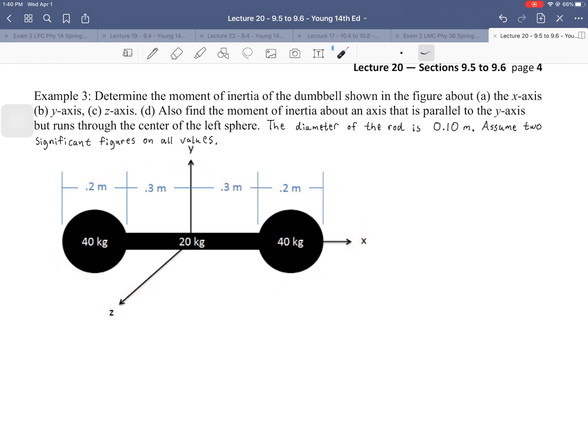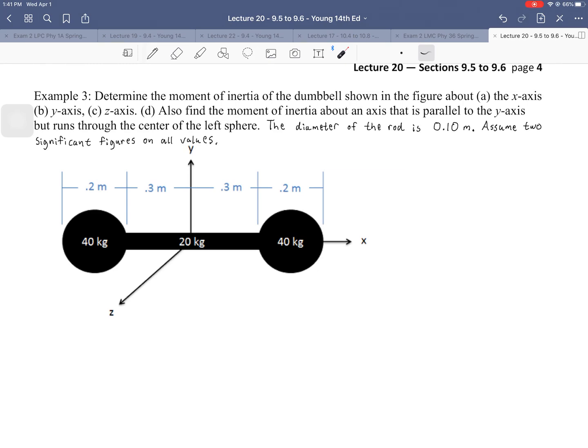Well, what are the values? Well, we have a dumbbell. Our dumbbell has a rod, a connecting rod, that is 20 kilograms in mass. It has spheres at either end that both weigh 40 kilograms, and all of the relative lengths are given as well. We have 30 centimeters from the midpoint to each connection with the spheres, and we have spheres that have a diameter of 0.2 meters or 20 centimeters.